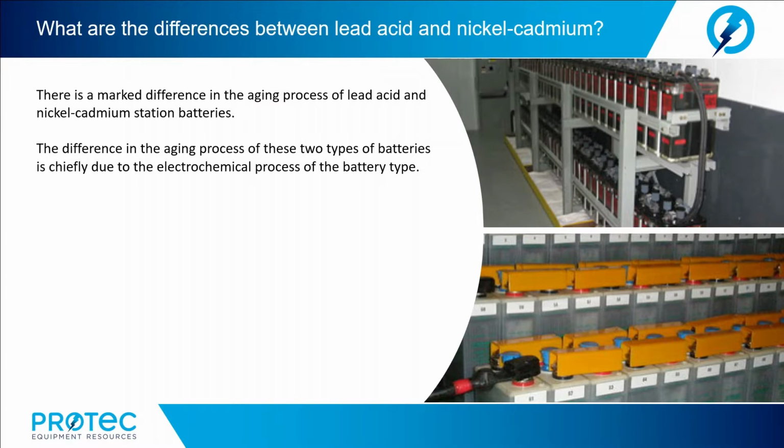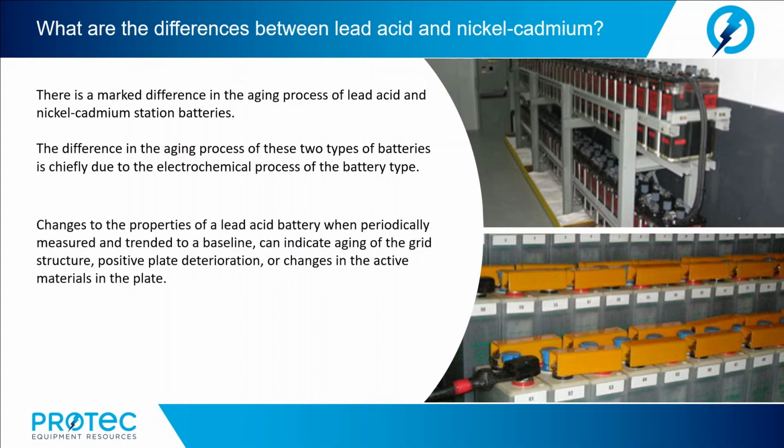A lead-acid battery experiences continued corrosion of the positive plate and grid structure throughout its operational life, while a NiCad battery does not. Changes to the properties of a lead-acid battery when periodically measured and trended to a baseline can indicate aging of the grid structure, positive plate deterioration, or changes in the active materials in the plate.